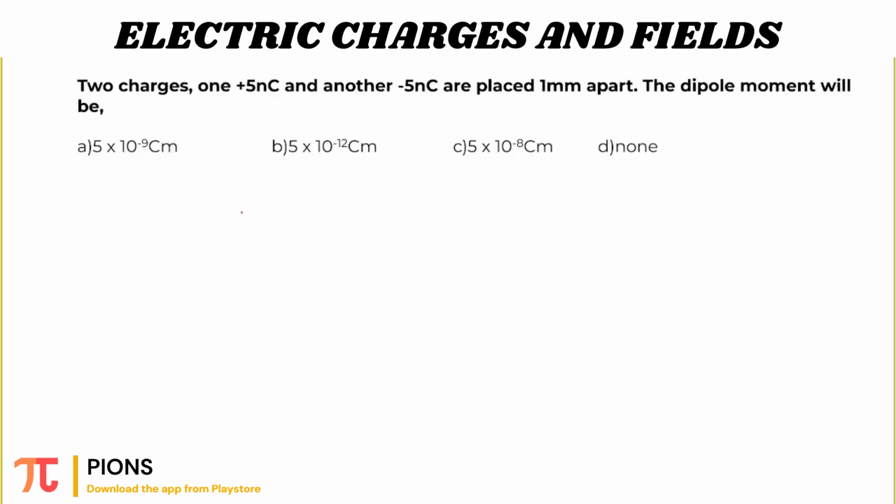Let's see. Two charges, one 5 nanocoulomb and another minus 5 nanocoulomb, are placed 1 millimeter apart. The dipole moment will be how much? So first of all, let me write here q is given as 5 nanocoulomb, 5 into 10 to the power minus 9 coulomb, and placed at r equals, or let me just make it 2a instead of making new symbols. 2a is 1 millimeter apart, so 10 to the power minus 3. So we know that the dipole moment formula is 2aq. So 2a is 1 into 10 to the power minus 3 and q is 5 into 10 to the power minus 9. So that will be 5 into 10 to the power minus 12 Coulomb meter. That's our option. Okay. Let's see the next one.